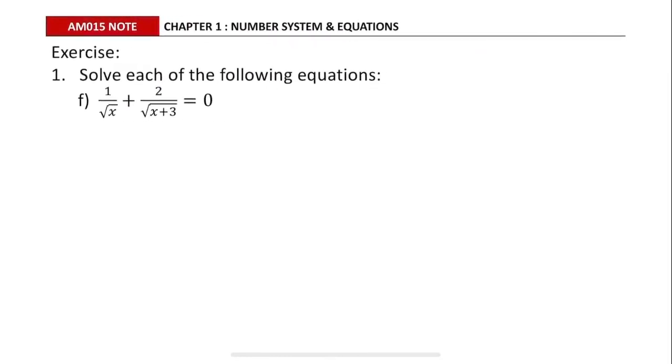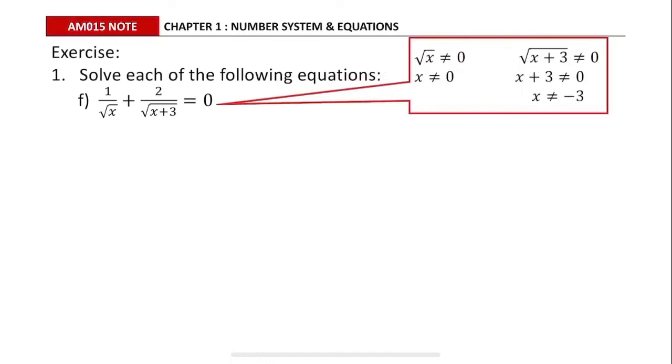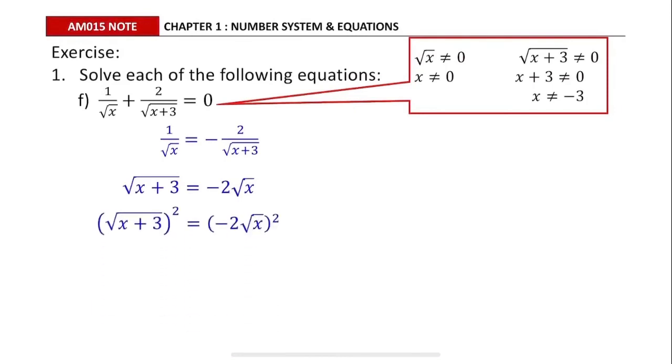So this question involves fractions. The denominator of a fraction cannot equal 0. That means in this case, the value of x cannot equal 0 and negative 3. So to solve this, move one of the fractions to the right side and cross multiply. Then squaring both sides will cancel out the surd. For negative 2 square root of x squared, it becomes 4x because we have to square the negative 2 as well. Then solve until you get the answer.